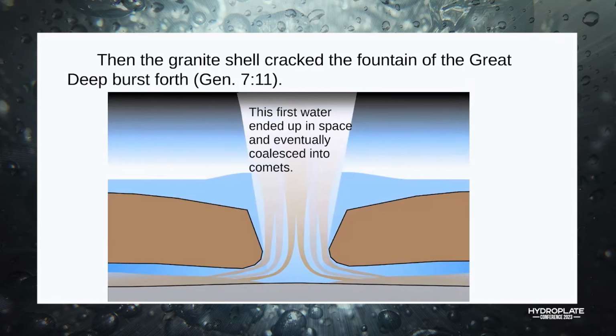So then the granite shell cracked for unknown reasons. Well, we assume a crack started so that the fountains of the great deep burst forth, as it says in Genesis 7:11. The first water probably ended up in space because it was coming out so fast and eventually coalesced into comets, and that'll be addressed in another talk.